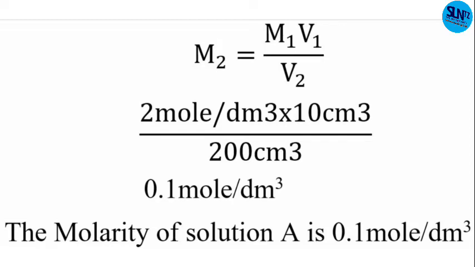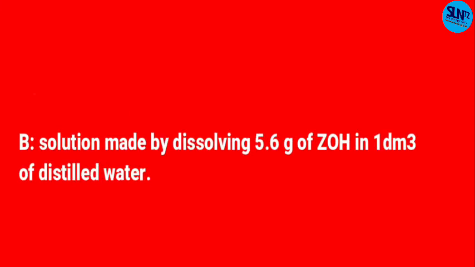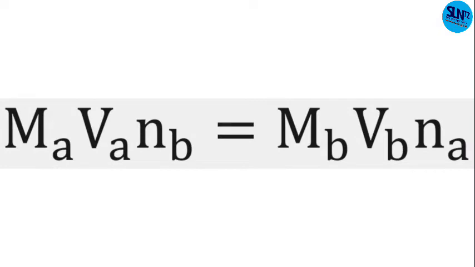Molarity of solution B in mole per decimeter cube. According to the data, solution B is unknown. You are supposed to get the molarity of solution B by using the formula. The formula is called MAVA, but another way is the molar ratio formula: molarity of acid times volume of acid times number of moles of base is equal to molarity of base times volume of base times number of moles of acid.